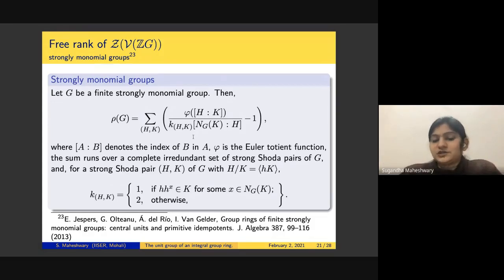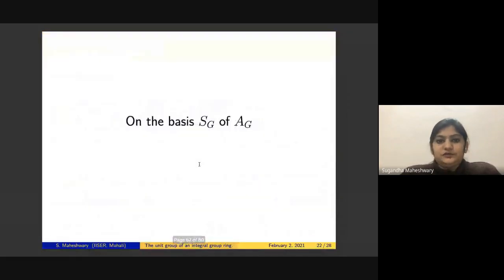In fact, we have used this formula to write down the free rank of all groups of order p cubed and p to the fourth, right? That was in my doctoral thesis. This is a very useful formula.